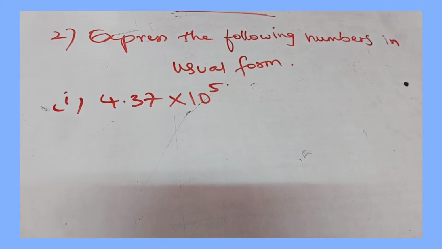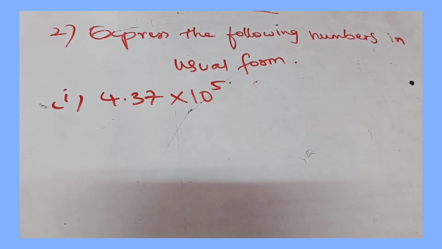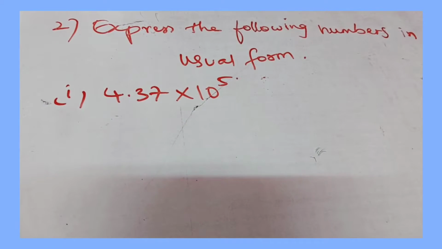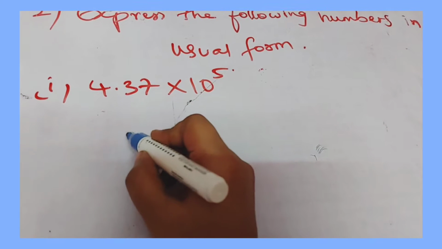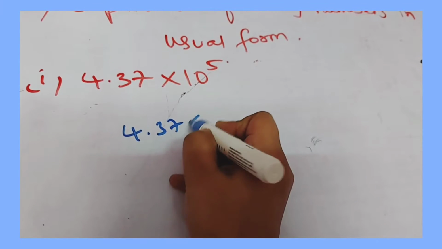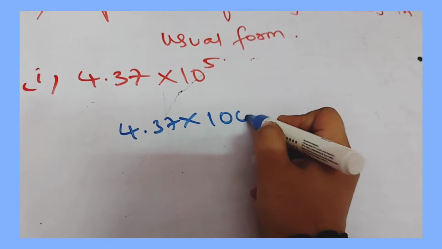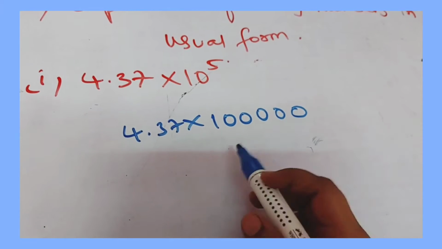Second sum is: express the following numbers in usual form. So they are in the standard form. You have to express it in usual form. So first one is 4.37 into 10 to the power of 5, means 1 2 3 4 5. It is 1 lakh.